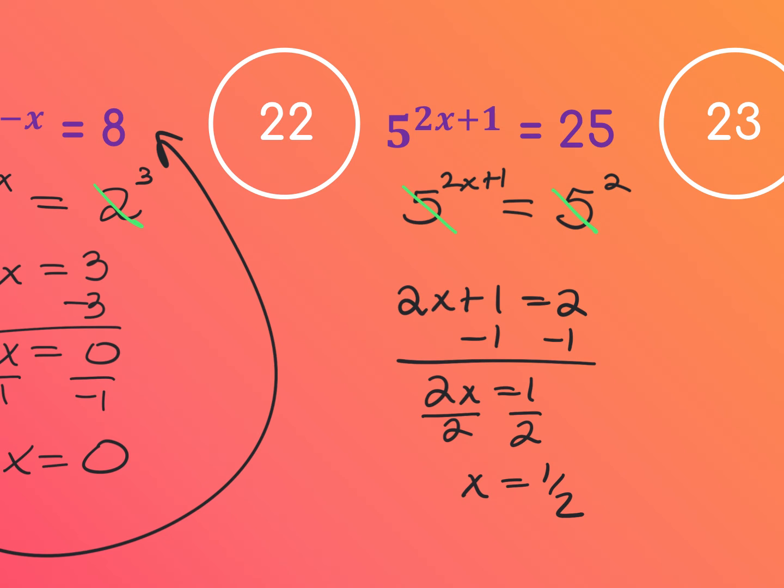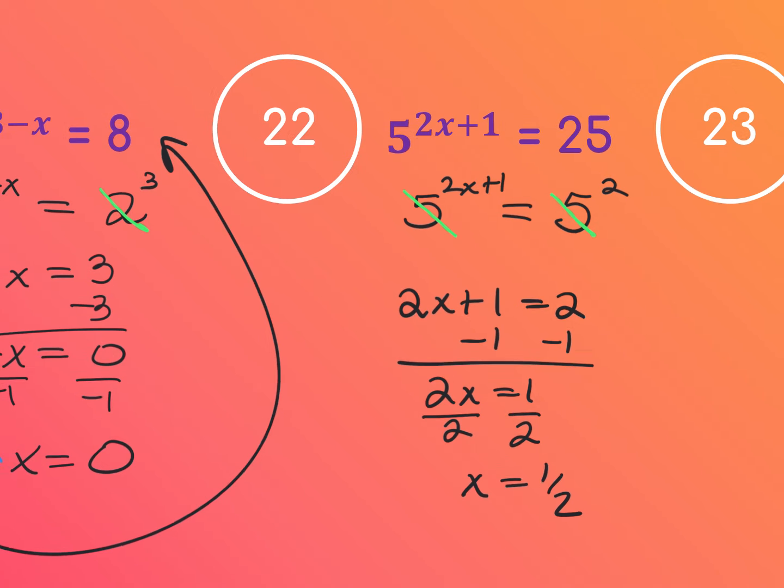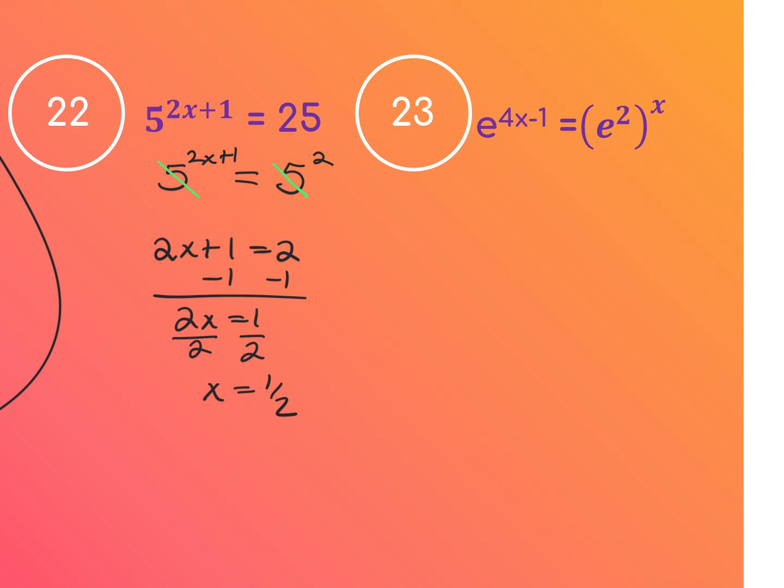Again, you can plug it in and make sure that it works. Now, don't panic when you see the next one and say, wait a minute, whoa, I got an e here. We're still just making them the same base. And the base is e. So all I have to do is cross off the e's and solve the exponents that are left. Remember, this power to the power, you multiply it. So I'm going to just be solving 4x minus 1 equals 2x. Remember, e is just a number.